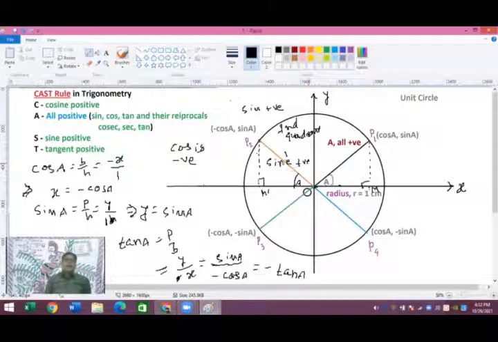Okay, sine is positive means the rest of the other trigonometrical ratios are negative. You can see that only sine is positive in the second quadrant, but cosine is negative and also tan is negative, and hence their reciprocals are also negative. For example, if cosine is negative, then sec is also negative. If tan is negative, that means 1 by tan, that is cot A, will also be negative. And here sine positive means its reciprocal cosec will also be positive, because cosec A equals 1 by sine A. As sine A is positive, therefore cosec A is also positive.